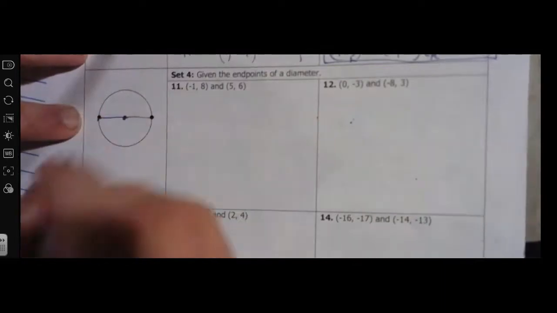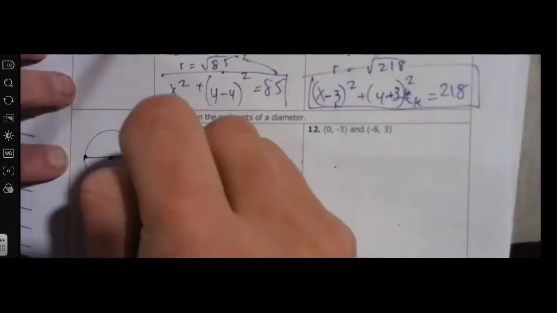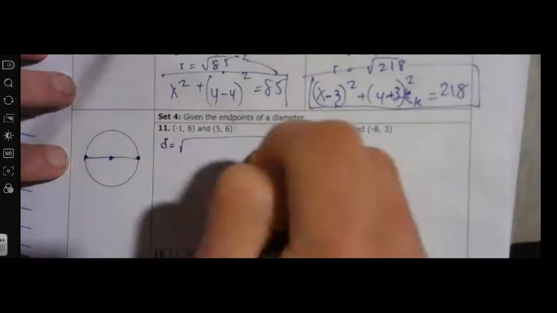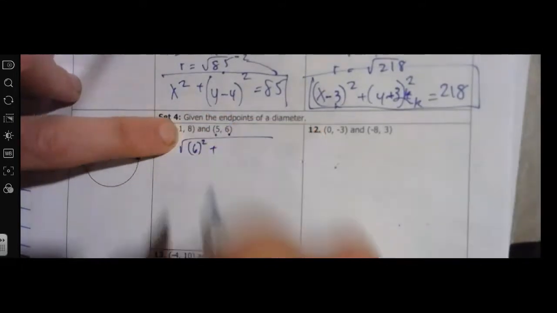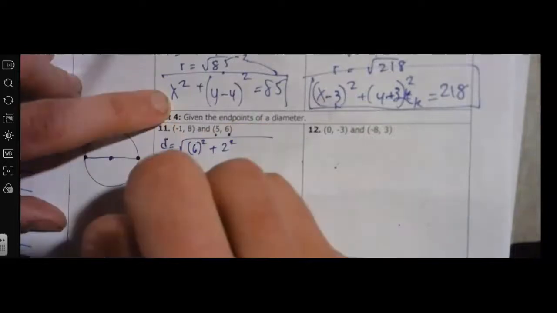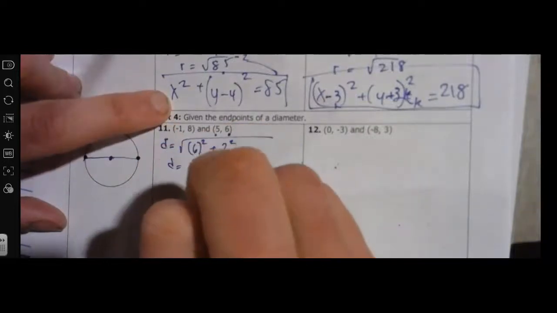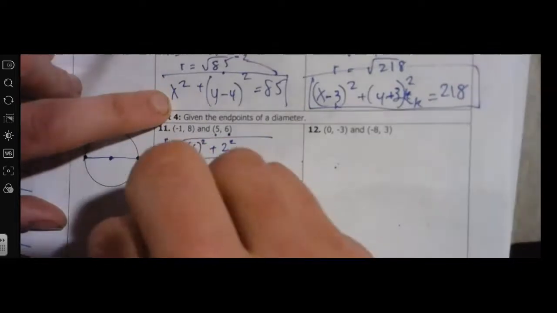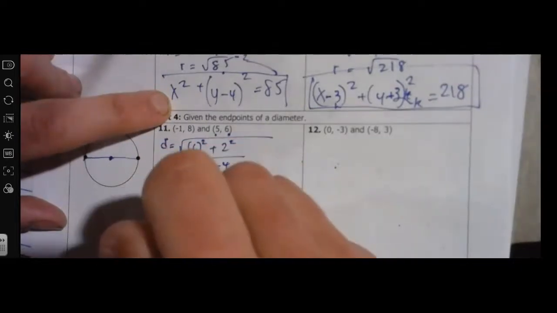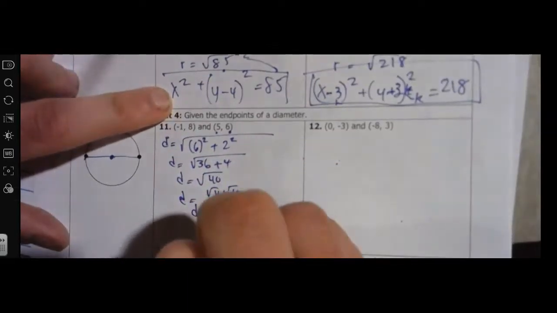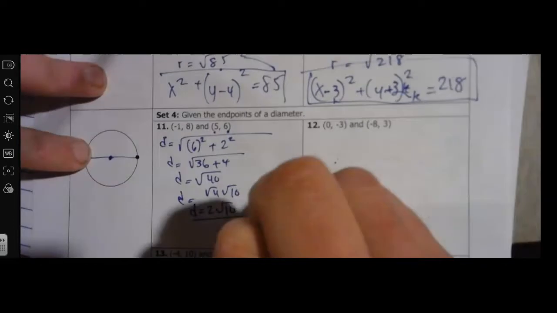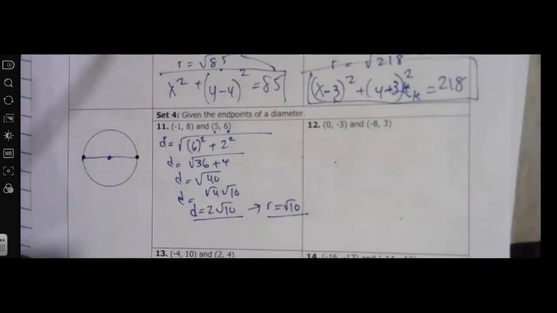So let's do the distance first. The distance is going to be the diameter all the way across. So the distance, or the diameter, is equal to, how far is this? -1 and 5, that's 6 squared. How far is 8 from 6? That's 2 spaces apart. So the distance all the way across is equal to 36 plus 4, so it's going to be the square root of 40. So the distance equals the square root of 4 times the square root of 10. So the distance is equal to 2 radical 10. So that is our diameter. That means our radius has to be half that, so the radius is equal to radical 10.